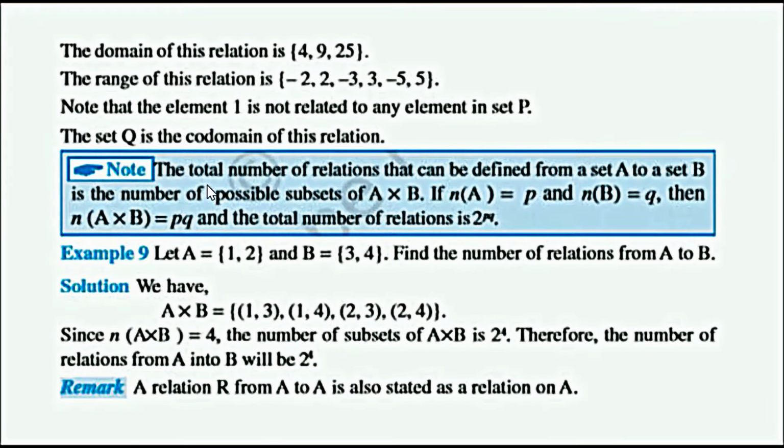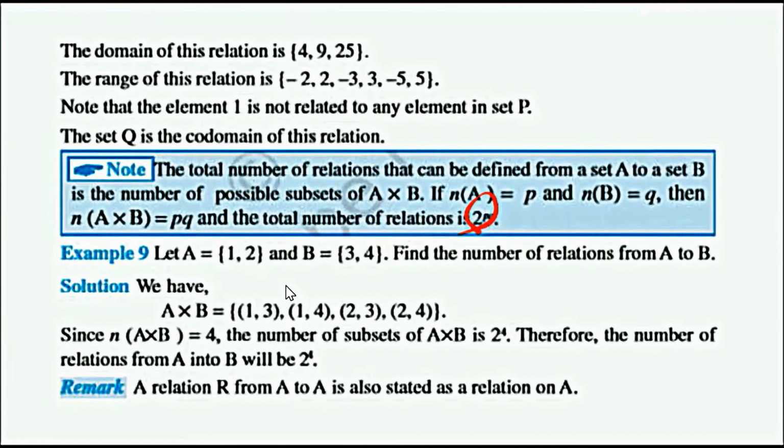Let us see one more thing: the total number of relations that can be defined from set A to set B is actually the number of possible subsets of A cross B. If the number of elements in A is P and the number of elements in B is Q, the number of elements in A cross B is, of course, we know by now, P times Q. The total number of relations possible is 2 to the power PQ. This is very important. This is generally asked in question papers. So this is 2 to the power PQ.